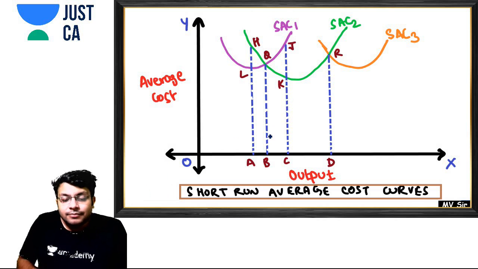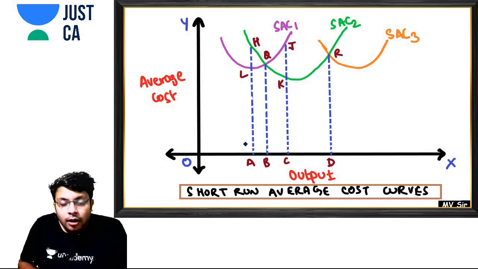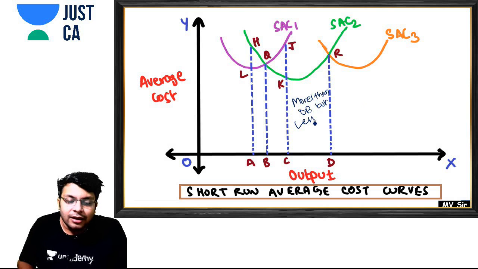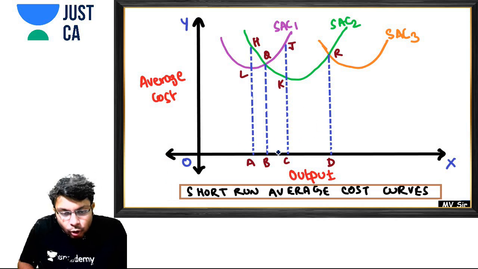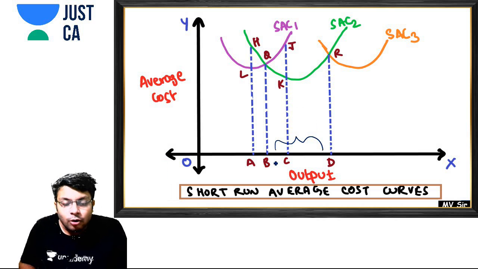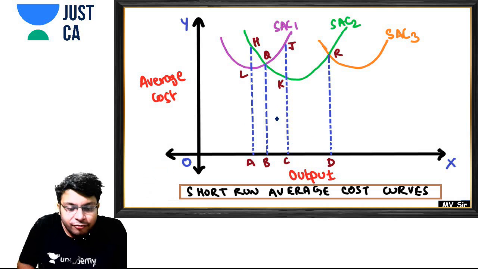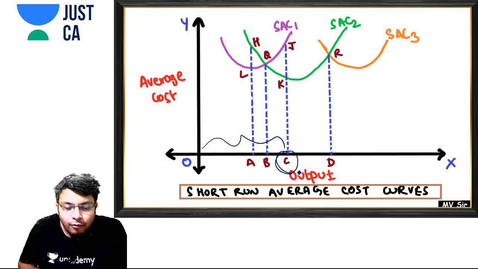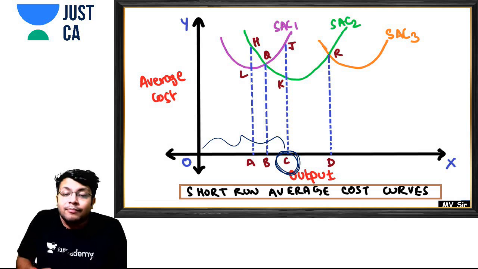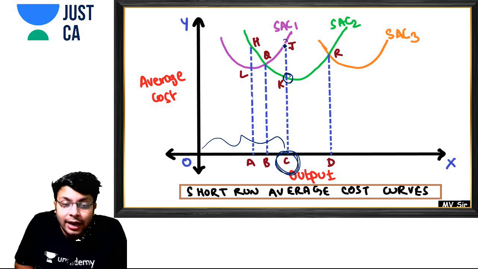So that is why I'll choose to produce on SAC1. Then if I want to produce more than OB but less than OD, I'll always choose to produce on SAC2. Why SAC2? Here also you have the option. For example, if I want to produce OC units, you can produce this on SAC2 or you can produce this on SAC1.